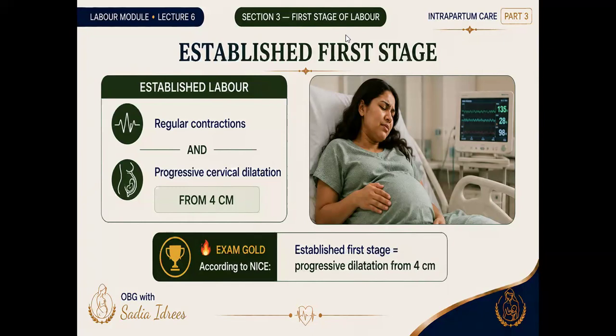If an exam question gives you a woman with painful contractions, but there's no progressive cervical change, don't automatically label her as being in established labor. Similarly, one isolated cervical examination showing 4 centimeters has to be interpreted in the clinical context. So keep this line in your mind: established first stage is regular contractions plus progressive cervical dilatation from 4 centimeters. You will see why this definition matters when we discuss delay in labor later.